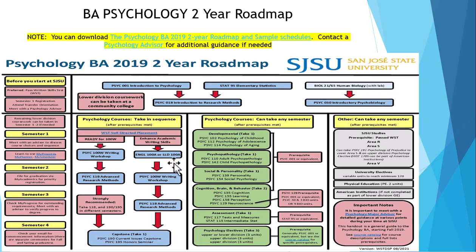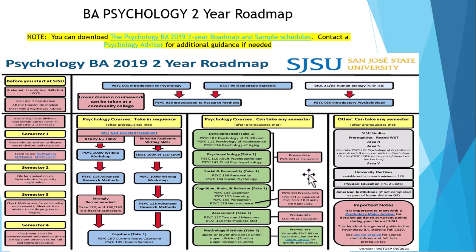Getting back to this area, one of the upper division classes required for all psych majors is 100W. You're going to be taking 100W first before you can enroll in Psych 118. And then you need to have completed both 100W and 118 to enroll in your senior capstone course. So those are the 3 required upper division psychology courses.